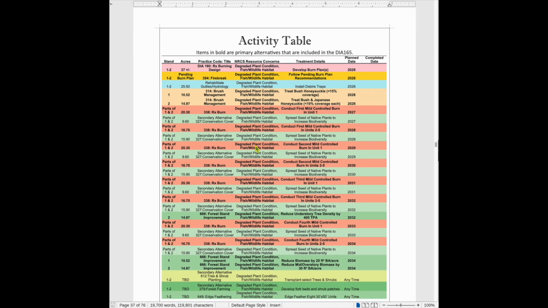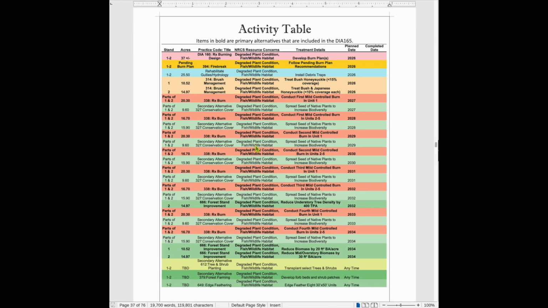Okay, this is the activity table. And if we are working together for you to get one of these plans for the NRCS, this activity table needs to be reflective of what your intentions are for signing up for future EQIP contracts. So not all these are eligible for EQIP cost share. The ones in bold are. So I'll go through this.